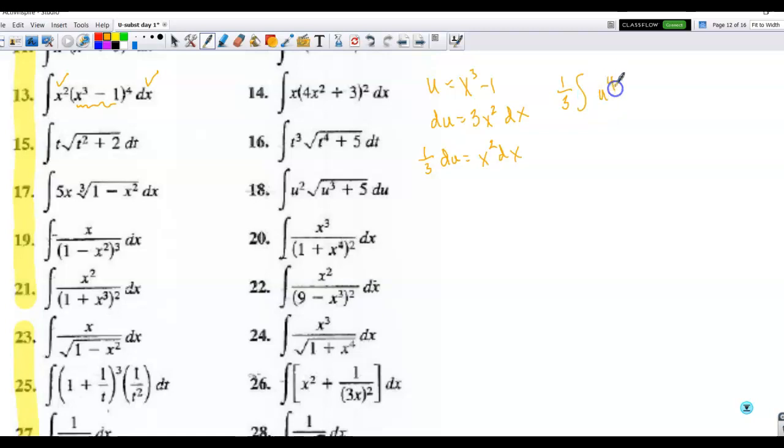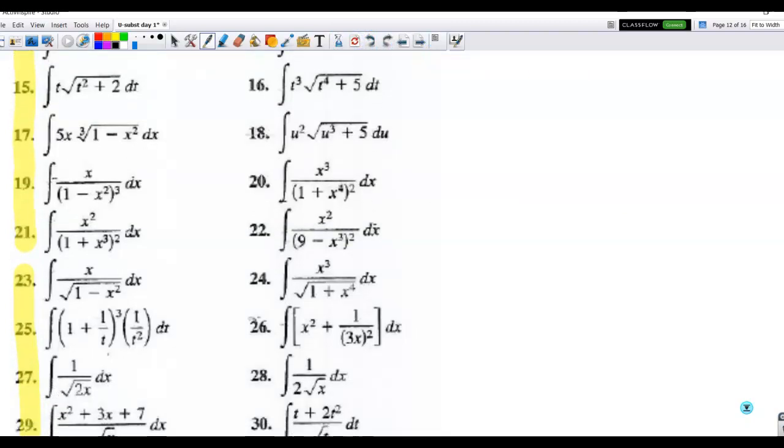U goes on the inside to the 4th power, and x squared dx gets replaced with 1/3 du. Simple integration: u to the 5th over 5, plus c, which is the same thing as u to the 5th over 15 plus c. I'm going to replace u with x cubed plus 1, so I get x cubed plus 1 to the 5th power over 15 plus c. And that was number 13. Number 15.